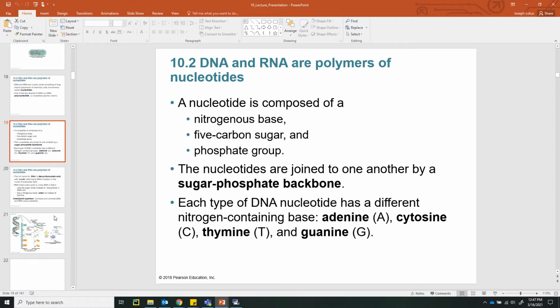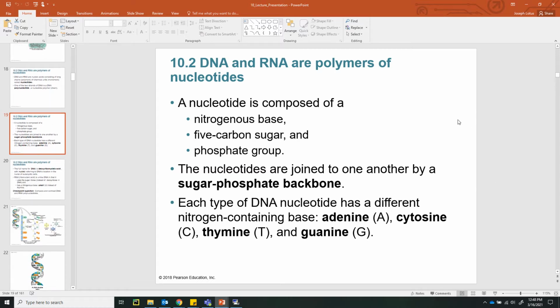Nucleotides have three parts. They have the nitrogenous base. This is actually what gives them their individual code. The nitrogenous base has the genetic code. The nucleotide also has a 5-carbon sugar. For DNA, it's deoxyribose. For RNA, it's ribose. And they also have a phosphate group.